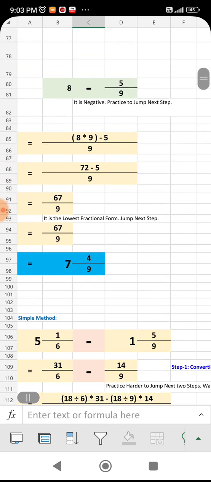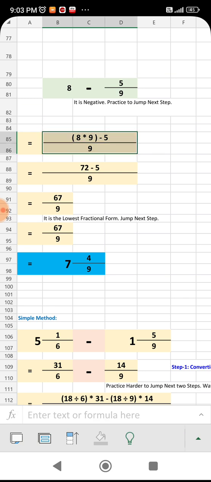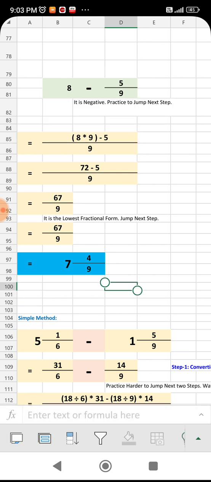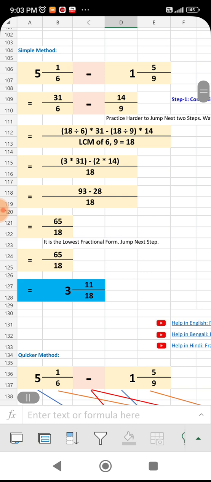Okay, you have to jump this step. You have to practice hard to jump this step. Not a very difficult issue. Okay, I am coming to the next method. This is fractional numbers. Two fractional numbers, addition or subtraction, both are the same. No difference. Addition and subtraction have no difference.